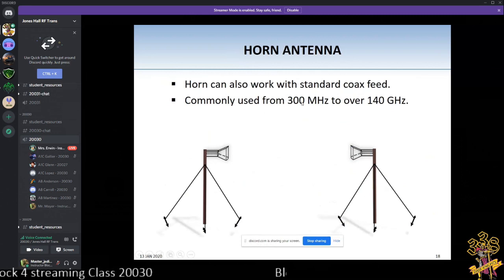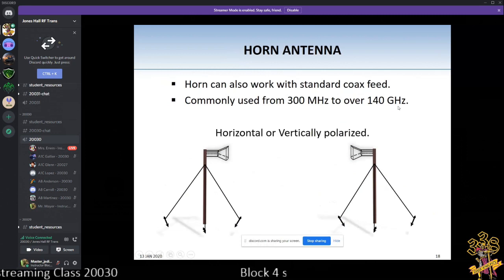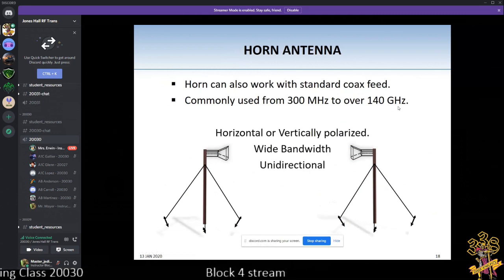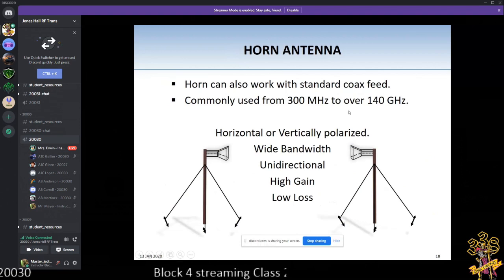It's normally used from 300 megahertz to 140 gigahertz. It can be horizontally or vertically polarized depending upon how you attach it to the top of the mast. You can attach it in a vertical or horizontal position. It's going to give you high gain because it's directional. If you have high gain, you have low loss.